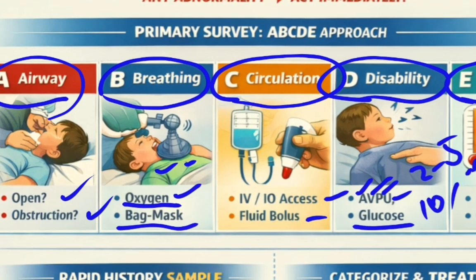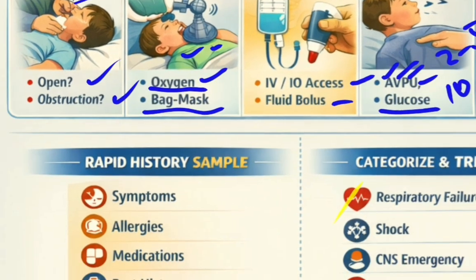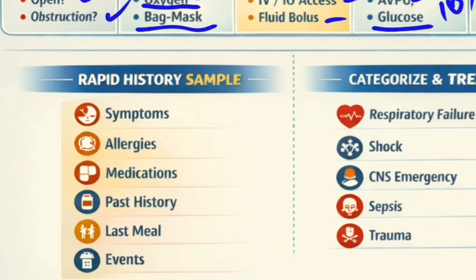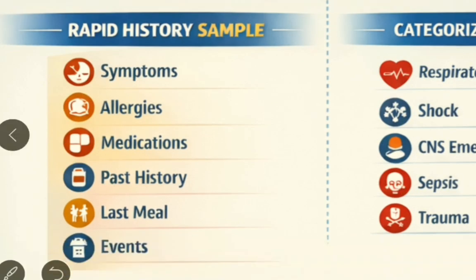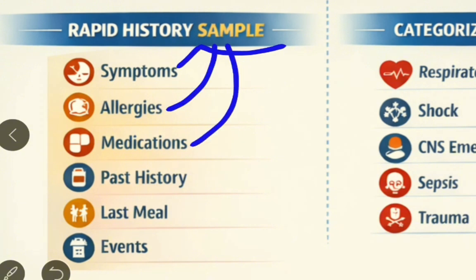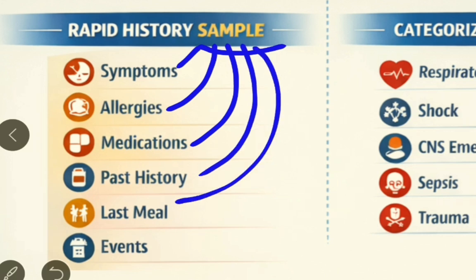After the primary survey, we go to another step, that's rapid history. We have a mnemonic, SAMPLE: S for symptoms, A for allergies, M for medications, P for past history, L for last meal, and E for events. We rapidly take history of these things that can give information about the disease.